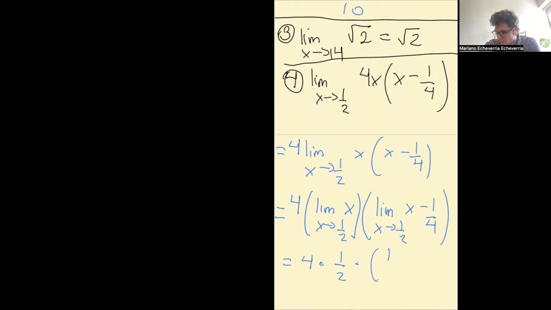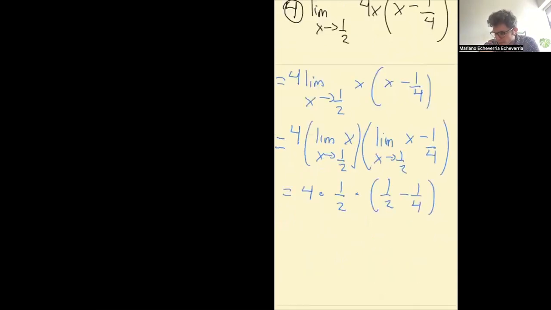So this gives you 4 times 1/2 times what is 1/2 minus 1/4, that's 1/4, right? I will write it here. So you get 4 times 1/2 times 1/4. And so this gives you 1/2. Is that making sense? Any questions about this one?